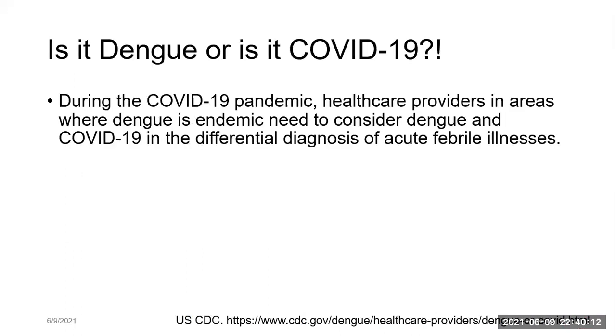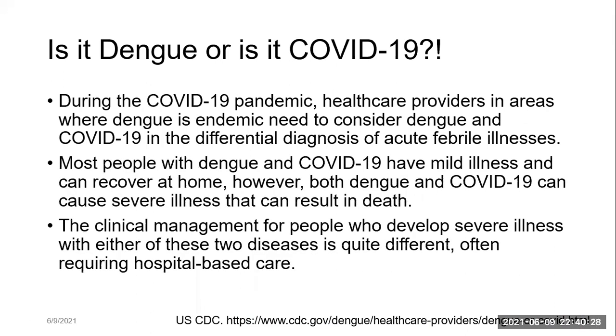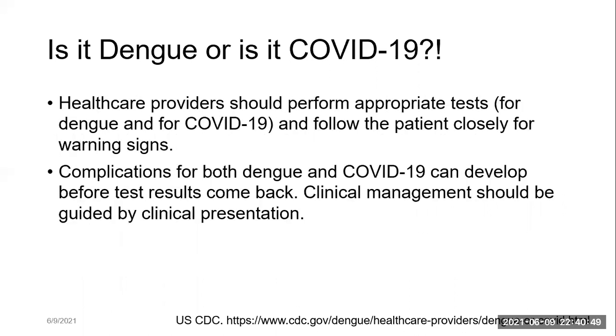So let's go to dengue and COVID-19 first because we're still in the middle of a pandemic. During the COVID-19 pandemic, healthcare providers in areas where dengue is endemic need to consider dengue and COVID-19 in the diagnosis of acute febrile illnesses. Most people with dengue and COVID-19 have mild illness and can recover at home. However, some can have severe manifestations of the disease. The clinical management for people who develop severe illness with either of these two diseases is quite different. So it's important to distinguish them, and both of these severe manifestations require hospital-based care.